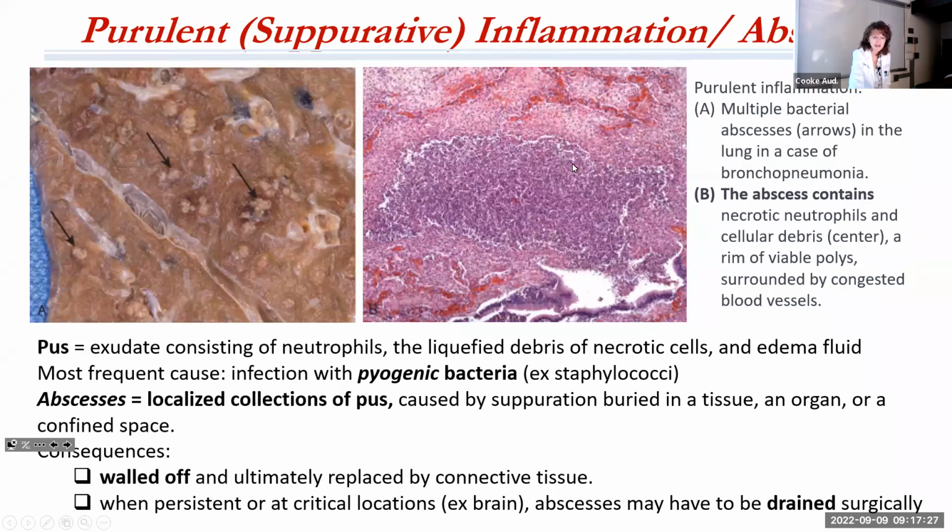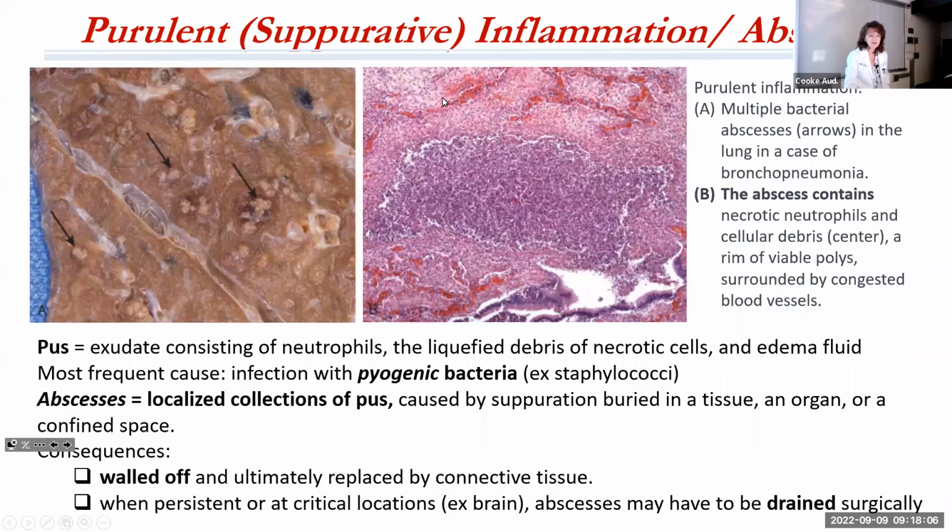And how do we describe an abscess? What is the content of an abscess? In the middle, you'll see a lot of necrotic neutrophils and cellular debris. On the edge of this necrotic center, you may see viable polys, and around it, you will see these congested, dilated blood vessels. How do I know? By the color. All of these are erythrocytes, and by the shape. Okay? Congested blood vessels.